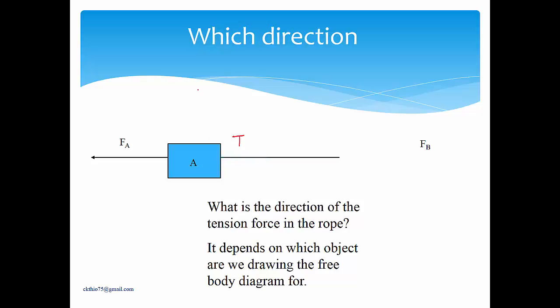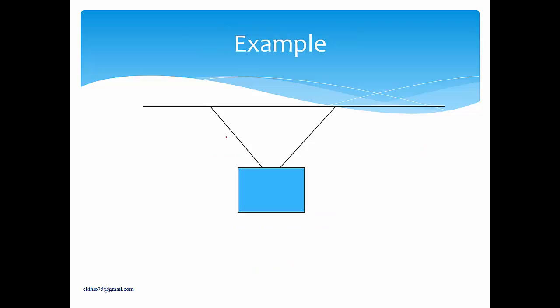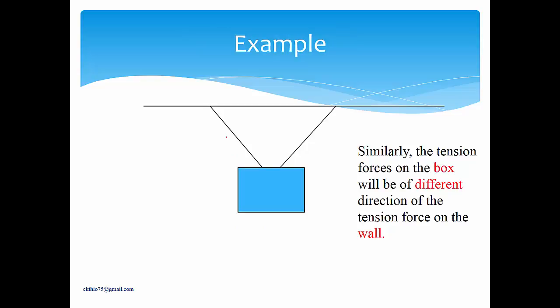But if you are drawing for B, the tension of the rope is in the other direction. This is the tension for B. So you find that the direction for A and the direction for B is actually different. So we have to be clear which object we are drawing for. So similarly, the direction of the tension force on the box will be different from the direction of the tension force on the wall. Okay, so on the box and on the wall is different.